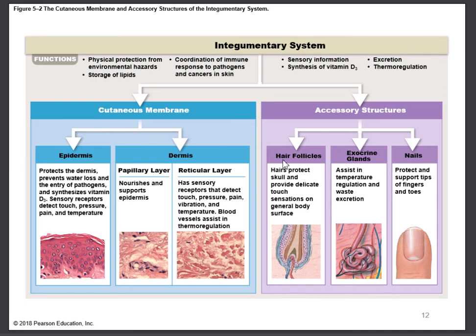In the blue box are the accessory structures. So the accessory structures we're going to look at include the hair follicles and the hair. We'll take a look at the exocrine glands, which we said are going to be our sweat glands and oil glands. And then we'll take a look at the nails, the fingernails and our toenails.